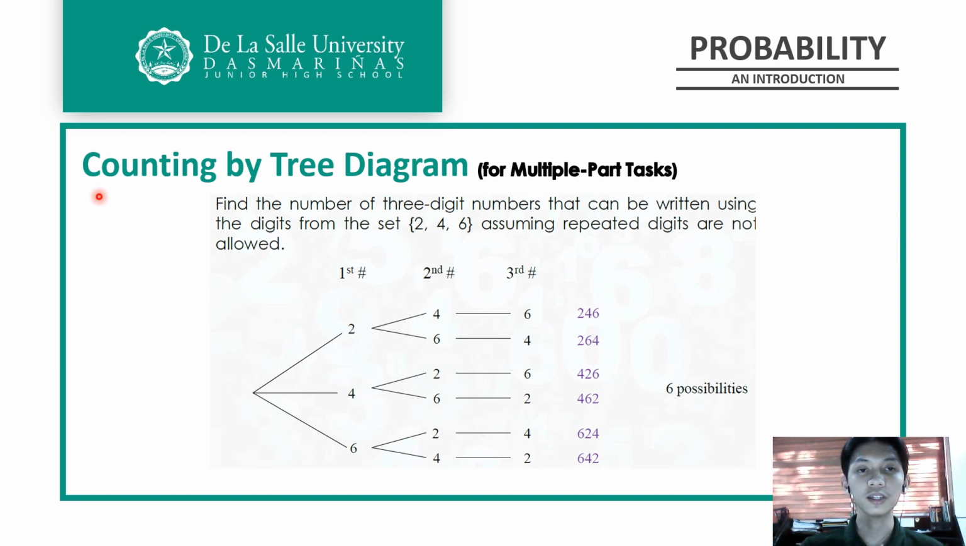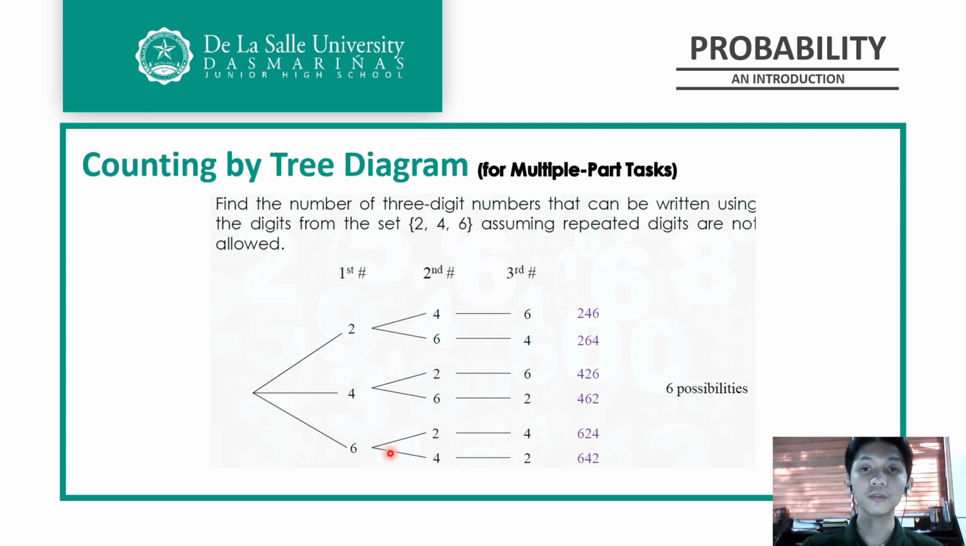So we may use this technique, counting by tree diagram, for multiple part tasks. For this example, find the number of 3-digit numbers that can be written using the digits from the set 2, 4, and 6, assuming repeated digits are not allowed. For the first digit, there are 3 available numbers: 2, 4, and 6.